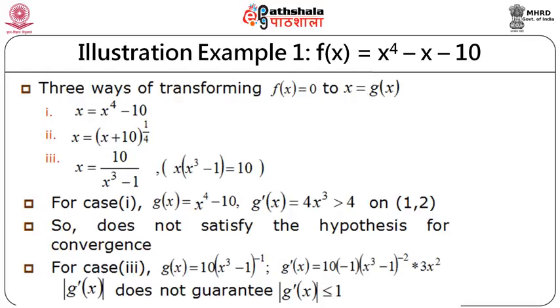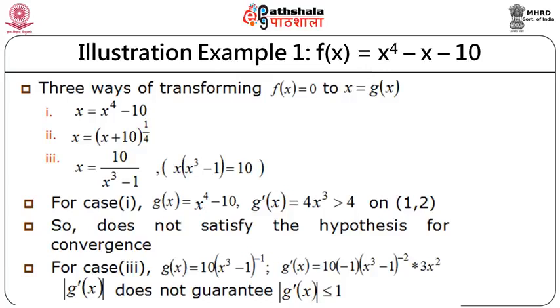And the third is to take 10 on the right side. So, we get x raised to 4 minus x as 10, and on the left side take x common. So, x into x cube minus 1 is equal to 10, giving us x as 10 upon x cube minus 1. So, we have obtained 3 ways of expressing f(x) equal to 0, x raised to 4 minus x minus 10 equal to 0, in the form x equal to g(x). Now, let us take one by one.